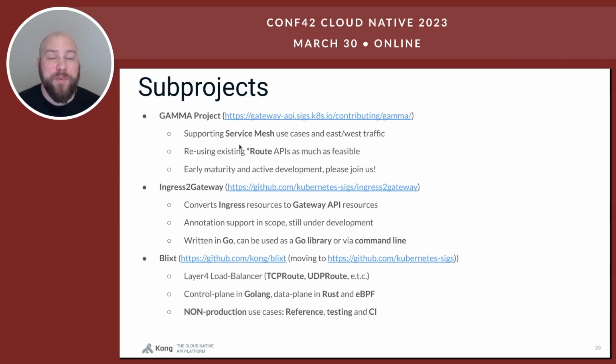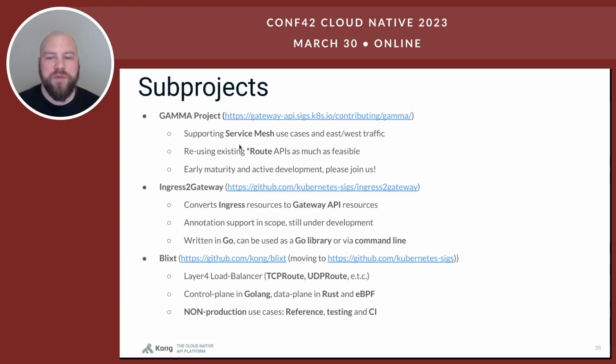There are multiple sub-projects within Gateway API. We covered Gamma a little bit. That's for the service mesh use case. It is in an early maturity state. And again, if you're interested in using these routes or having a standard upstream Kubernetes API set for service mesh, join the Gamma project. Hit us up on our website under /contributing/Gamma. Join our meetings, and we'll be happy to have you and help us grow and develop this sub-project within Gateway API.